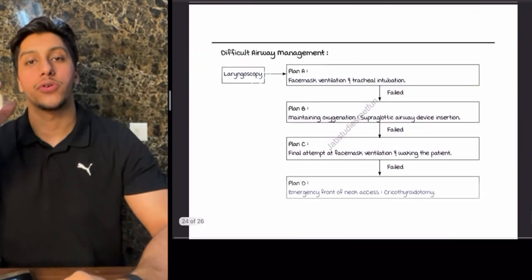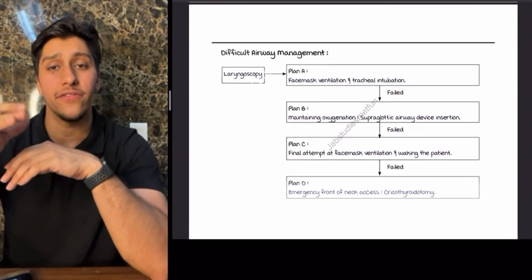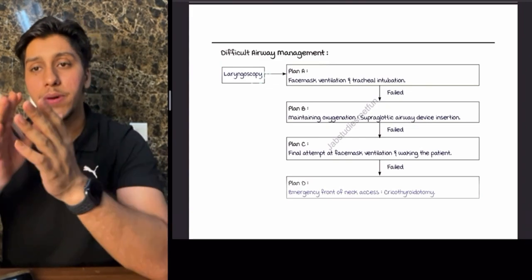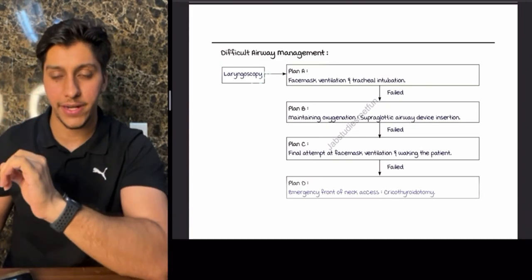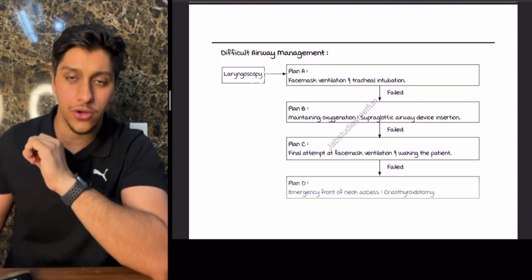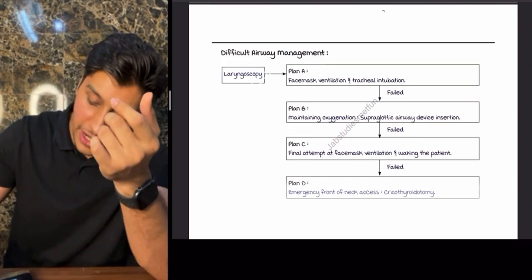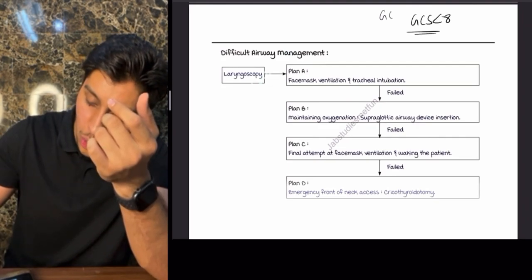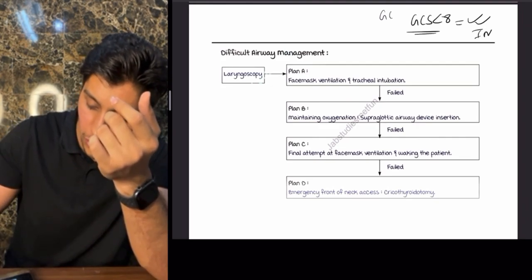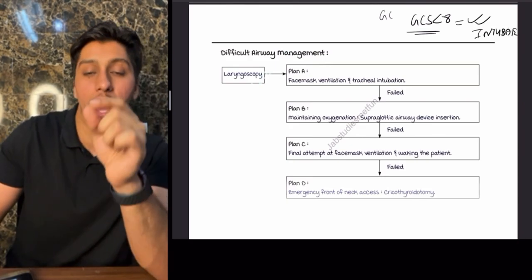So the last topic over here is going to be difficult airway management. How do you manage it? Basically, this plan consists of 4 plans, A, B, C, D. I'll tell you how the plan is. First is when you see there is an indication of intubation. For example, remember, whenever a patient's Glasgow Coma Scale is less than 8, you have to intubate. Remember the rhyme, less than 8, intubate.